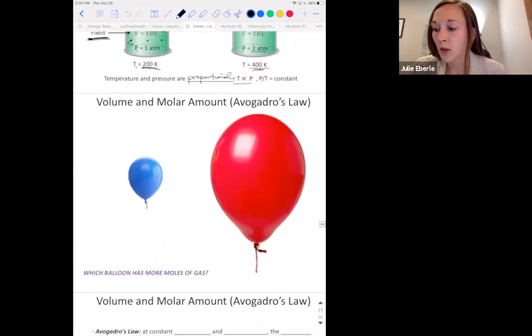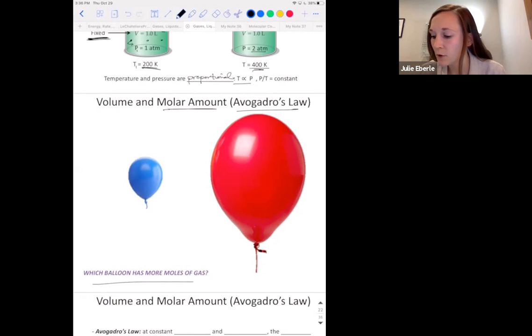All right. One more law, Avogadro's law. This one is actually not in the combined gas law. So this one's kind of a separate law. We're going to relate volume and molar amount. So how many moles of a gas you have, we find is directly related to the volume of that gas, okay? This is a very silly example, but I think it gets the point across.